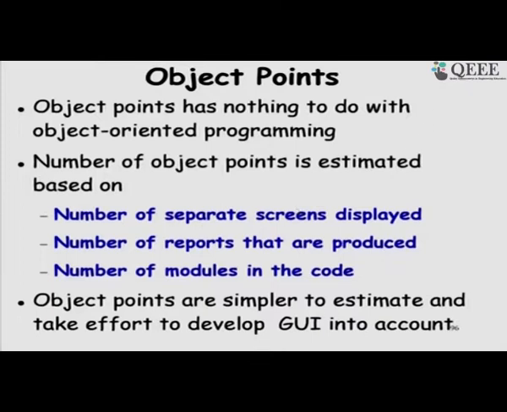Another advantage of this is that it considers the effort to develop the GUI, whereas in the other ones like function point, we had an indirect way of taking the GUI development effort into account, like the complexity of the input, output, and so on. There we might give an adjustment factor, or classify that to be more complex, saying that a sophisticated GUI has to be developed.